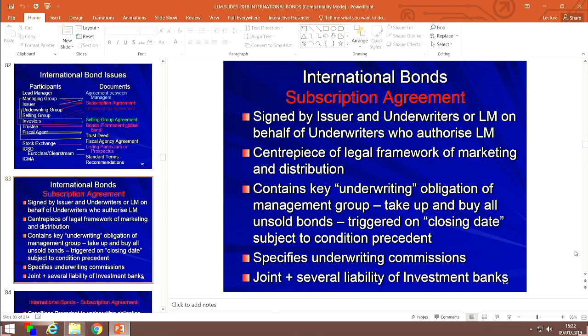But the subscription agreement, therefore, specifies that underwriting commission: how much of the upfront sale value, the issue price of the bonds, will be held for the underwriters as their underwriting commissions. Very importantly, the subscription agreement also lays down that all underwriters signing that subscription agreement are liable jointly and severally to ensure that the bonds are sold, and if they are not sold, that they will buy them, i.e. those which are not sold.